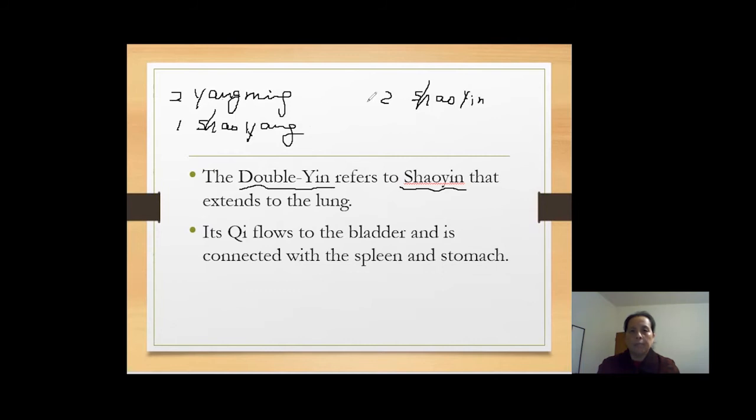Tai yang is three yang, tai yin is three yin, they are the same. But the shao is different. Shao yang is one yang, and shao yin is two yin. So it is still connected with the lung, and we can still feel the pulse at the Chun Kou position. And the shao yin qi flows to the bladder, which we can easily understand here.